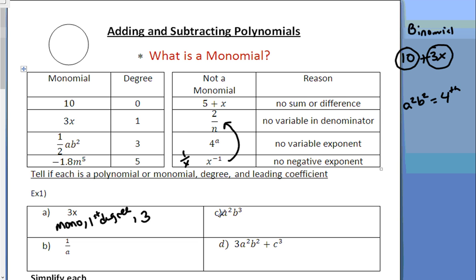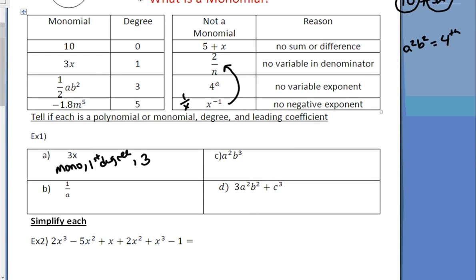Is this a letter B? Is this a monomial? No, it's not, because why? It has a variable in the denominator. So I'm done. I don't have to do the degree. I don't have to do anything else.